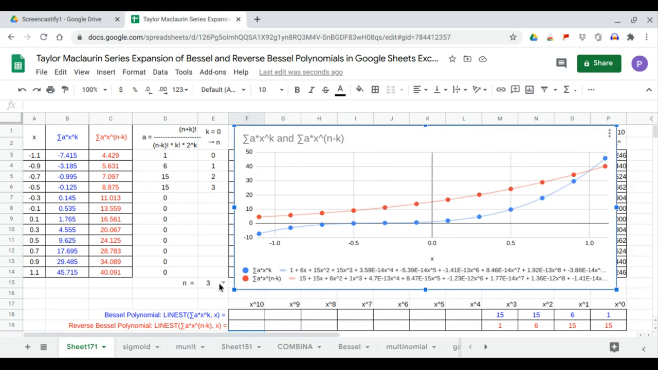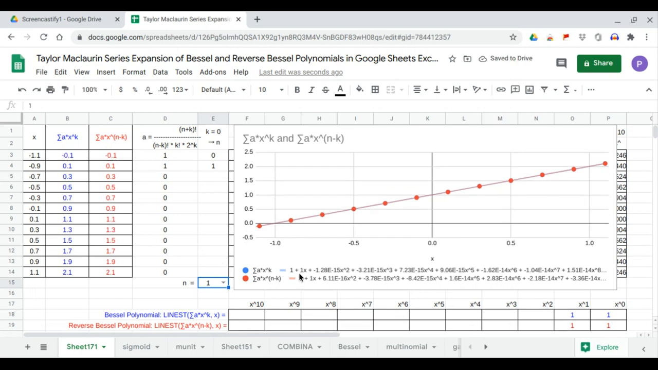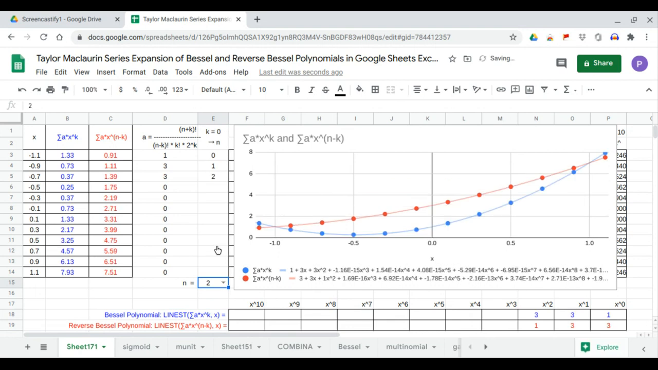Now we'll compare the coefficients starting from 0. At n equals 0, the Bessel and reverse Bessel both are equal to 1. At n equals 1, the Bessel and reverse Bessel are both equal to 1 plus x. At n equals 2, the Bessel is 1 plus 3x plus 3x squared, while the reverse is 3 plus 3x plus x squared.